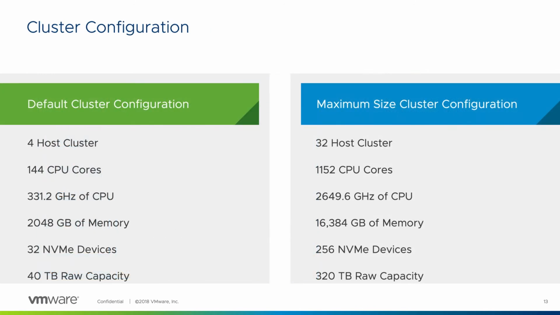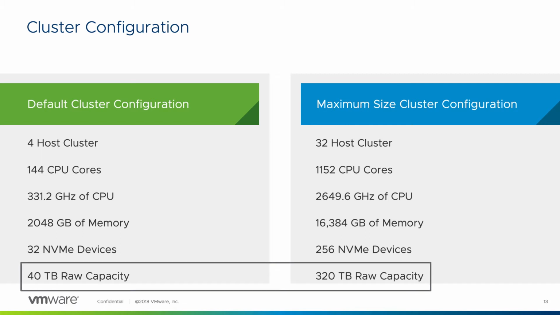Now, this particular platform comes in a specific configuration, I should say. If you look at the default cluster, which is a four-host cluster, it comes with 144 CPU cores. If you look at the maximum cluster size, that results in close to 1,200 CPU cores. Of course, it also has storage within that environment, and in this case it's going to be vSAN storage. We start off with a 40 terabyte raw capacity, and we can grow all the way up to 320 terabytes raw capacity.